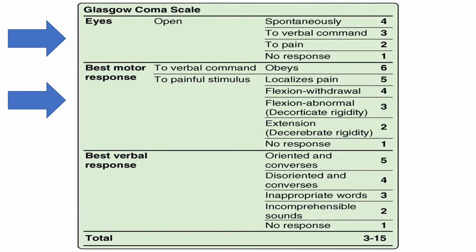Next, as we discussed previously, if the patient's response to a painful stimulus is with a full body posture, so decorticate flexion posture, that would be 3 points. And if they have an extension or decerebrate posture in response to painful stimulus, that would be 2 out of 6 points. Now, if the patient doesn't respond at all to painful stimuli, then they would get 1 out of 6 points here.